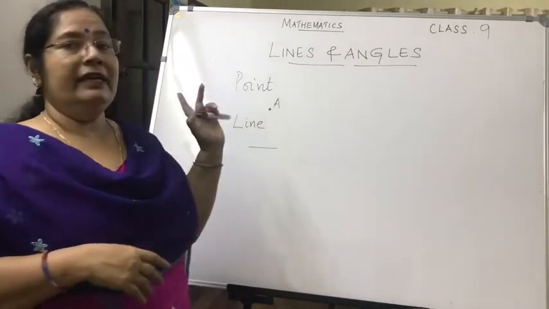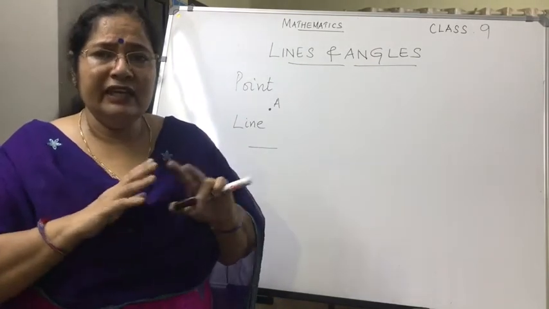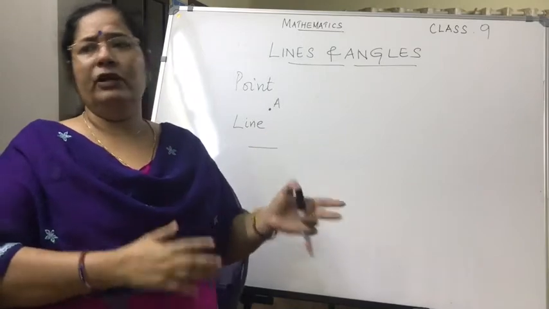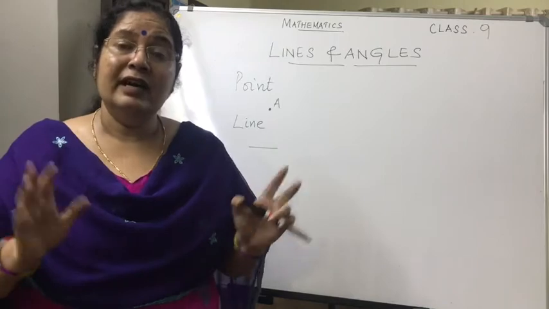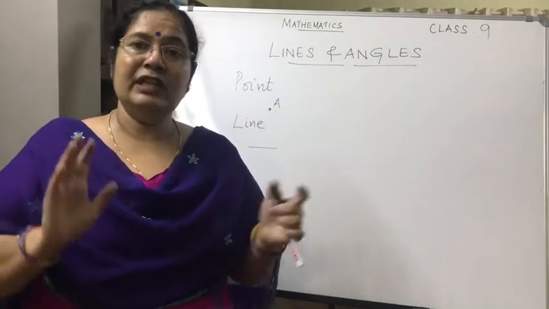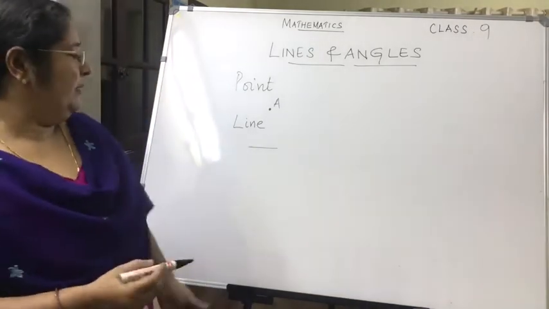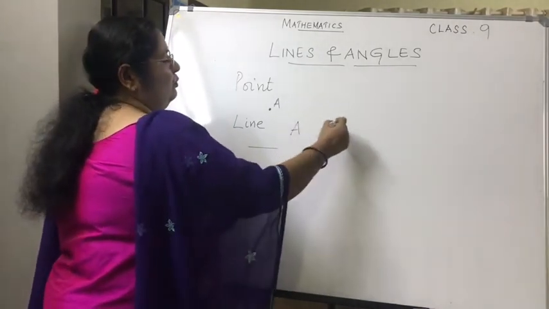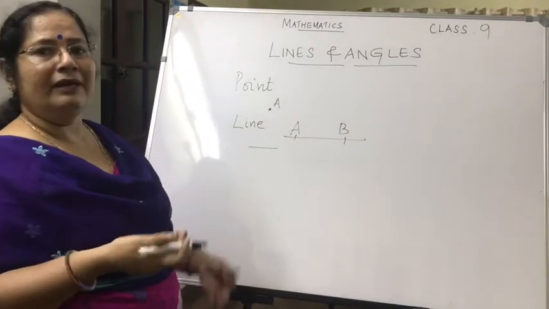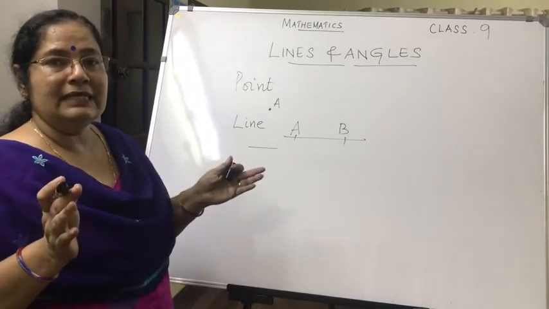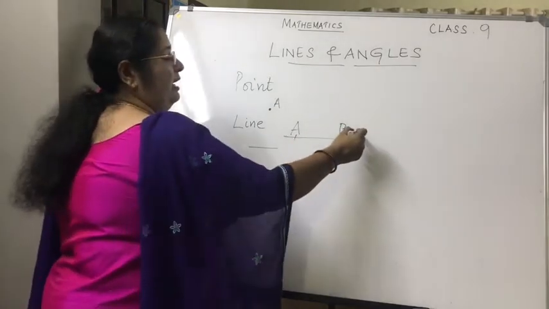Coming to the line, it extends infinitely on both sides. It doesn't have any endpoints, no starting point and no ending point. Hence it does not have a definite length. We cannot measure the length of a line. But we can represent a line. How? Somewhere along the line you take 2 letters of the English alphabet and say this is line AB.